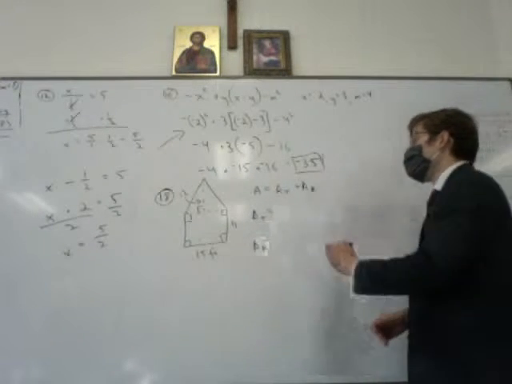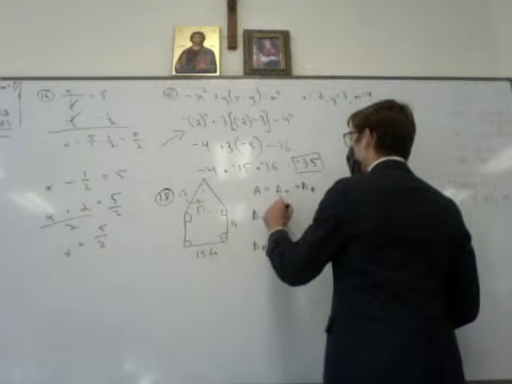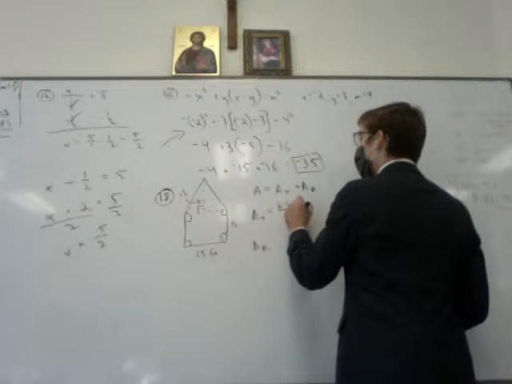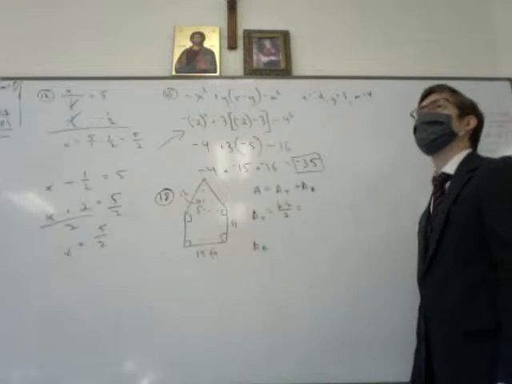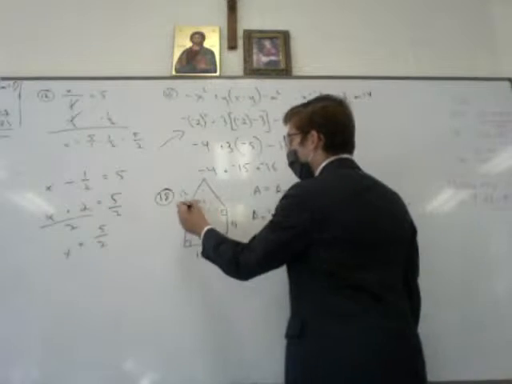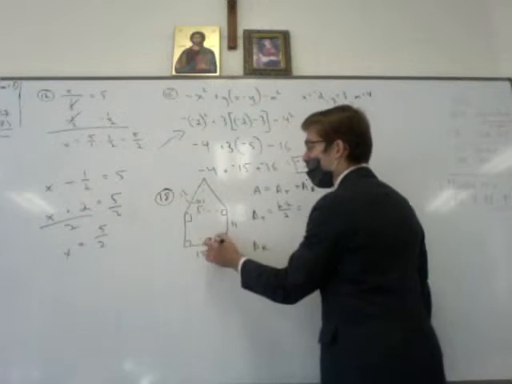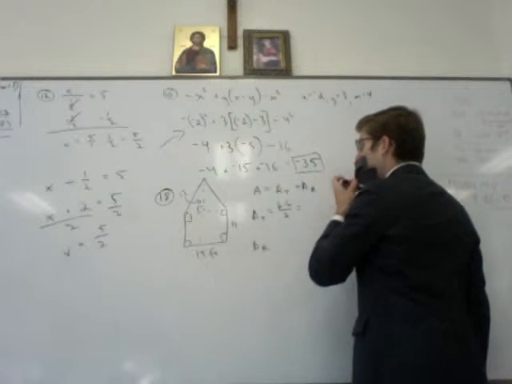Base times height divided by 2. Base times height over 2. What's the base of the triangle? It is 15. Yes. This is a rectangle, remember. So 15 down here means 15 here also is the base of the triangle.